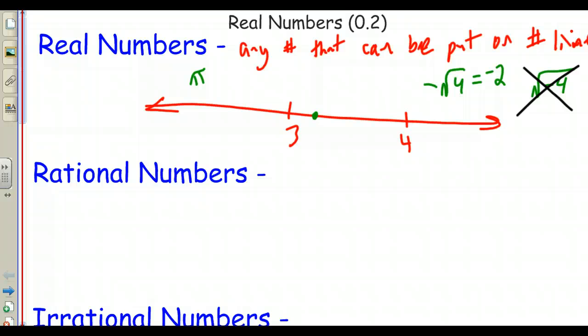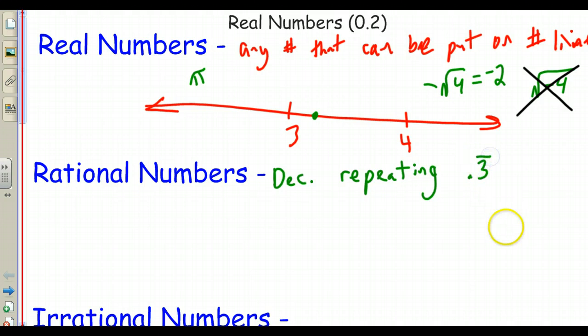Rational numbers is something I definitely want you to know. You might remember the decimal definition of that. You might have heard this before. The decimals for rational numbers are either repeating, so what I mean by repeating decimal is something like 0.3 repeating, or the decimal is terminating. It's a fancy way for the decimal ends. And so like 0.25 would be a good example of that.